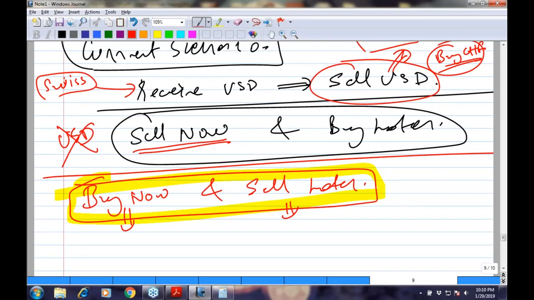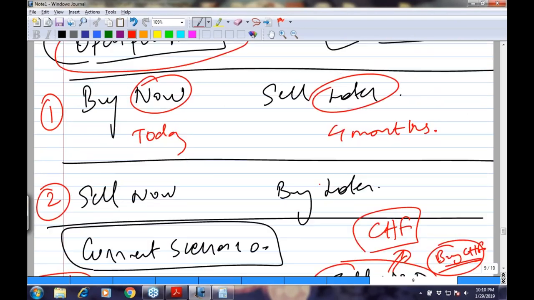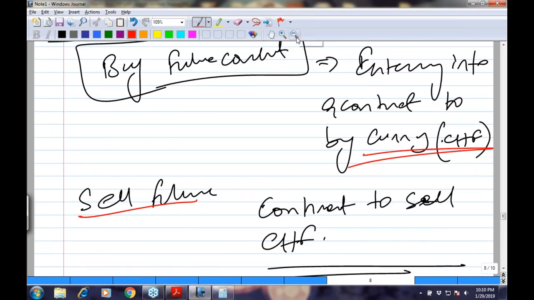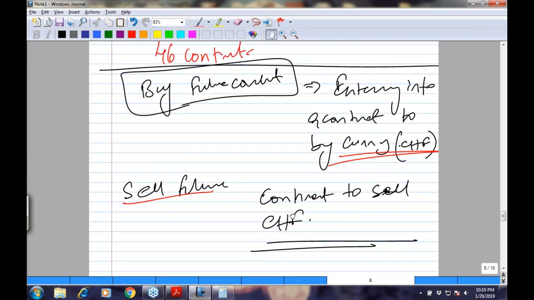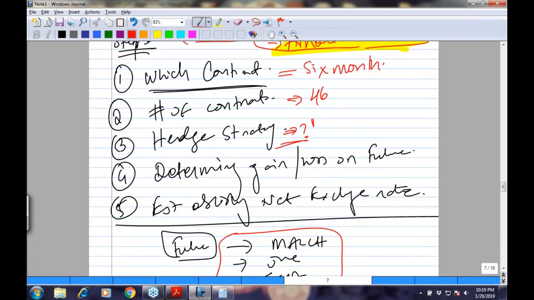Now, Tasneem, what do you want to know? So in the current scenario, our strategy is going to be buy now, sell later. So overall, the hedge that we have been able to create is going to be what? You would say the third step, the hedge strategy, is going to be buy 46 contracts now and sell later.